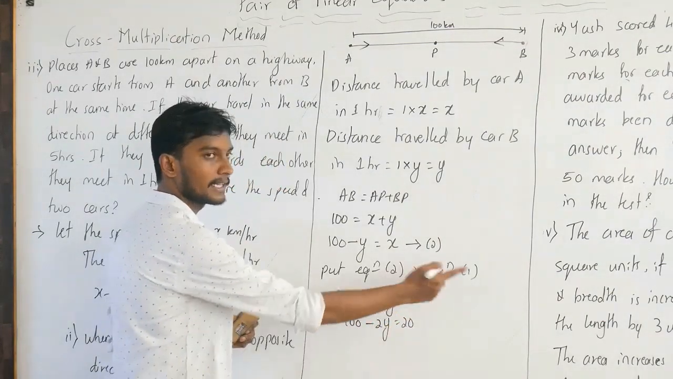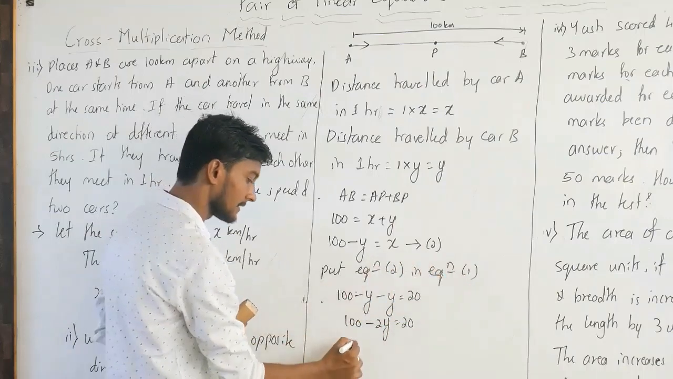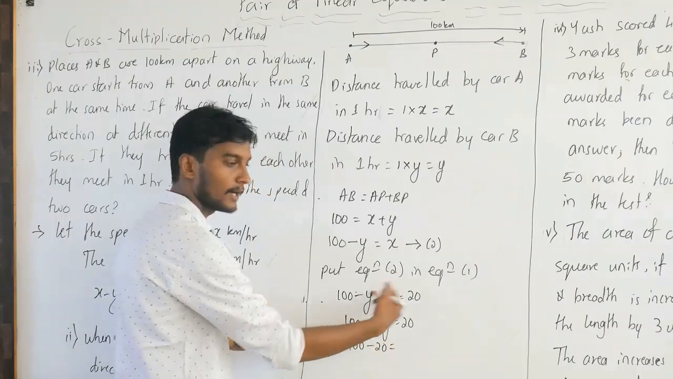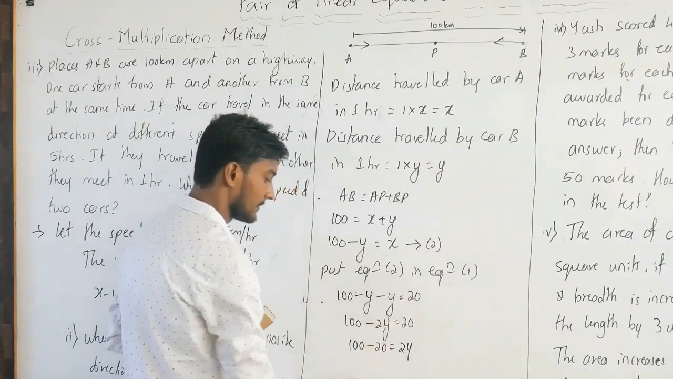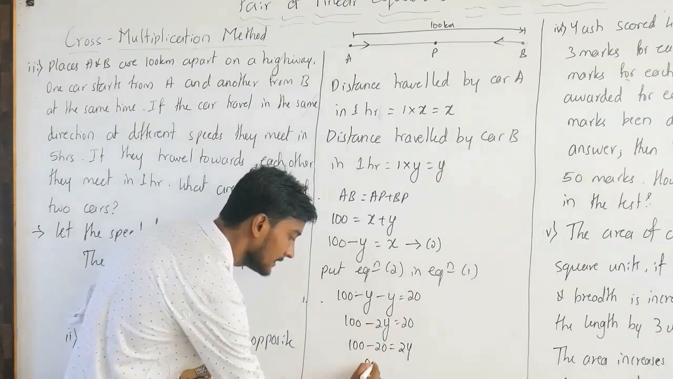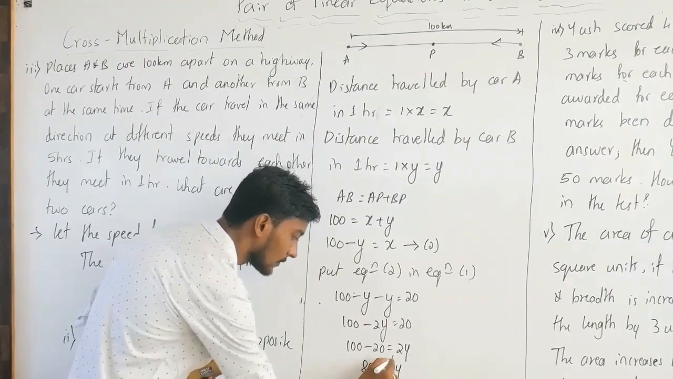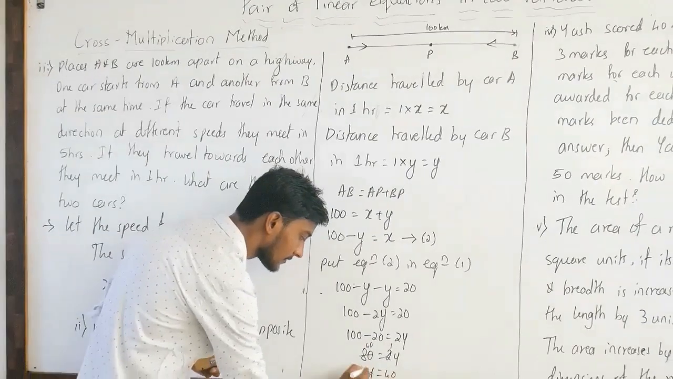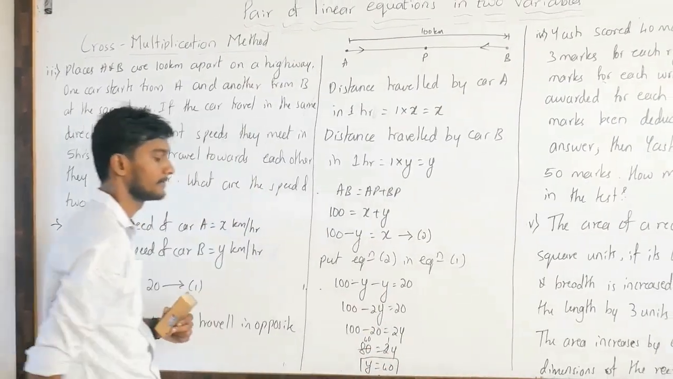Take this minus 2y that side and bring that 20 this side. 100 minus 20, and 2y if you take that side, plus 2y. 100 minus 20 is 80, is equal to 2y. 2 ones are 2, 2 forties are 80. So y you are getting is equal to 40.